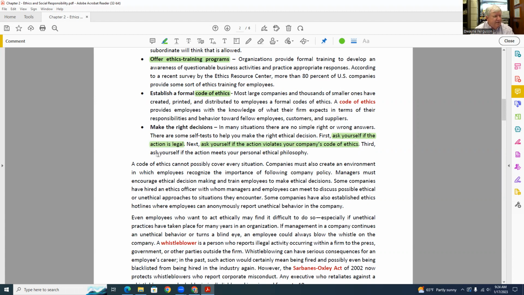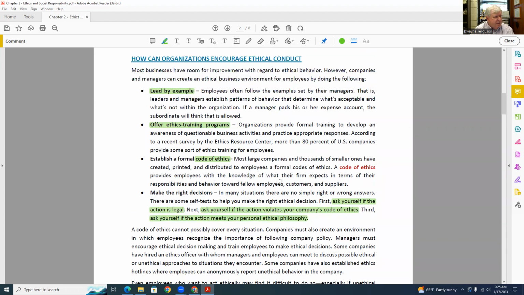So the last thing, ask yourself if the action meets your ethical standards. Leading by example is probably the best way that companies can do it. Our managers can do it. Set up a training program, set up a hotline, create a code of ethics.